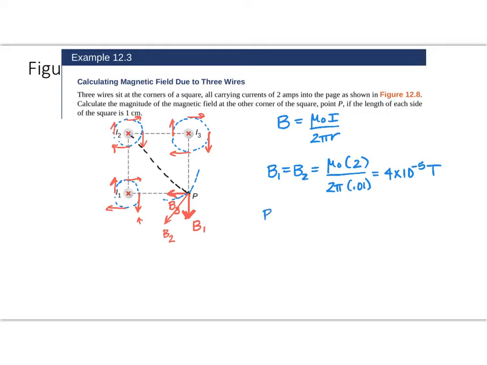B3 is going to be a little different because the distance is a little bit different. This distance right here would be the square root of 2 times 0.01. That's just something we know from 45-45-90 triangles. The diagonal of the square is the square root of 2 times each side. I think I mixed up my rules there, but it's true.